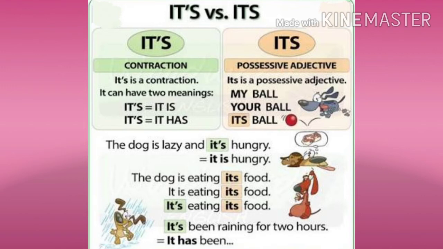Lastly, it's been raining for 2 hours. Here it means it has been. It has been raining for 2 hours. This is the main difference.